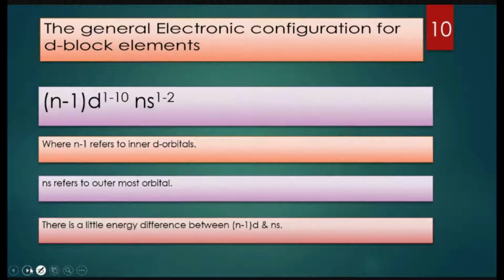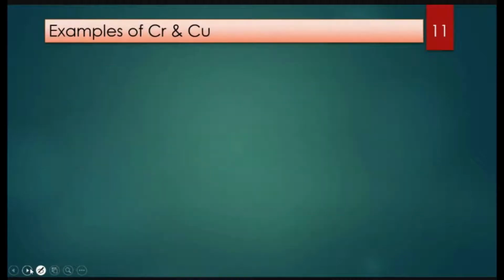And between these two energy levels, (n-1)d and ns, there is a little energy gap. The energy difference can be seen between the (n-1)d orbital and the ns orbital, or you can say there is a little energy difference between (n-1)d and ns orbitals. So how do we prove that? How do we come to know that the energy gap between (n-1)d and the ns orbital is little?